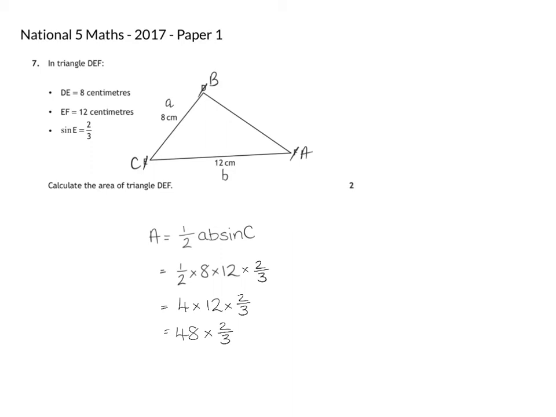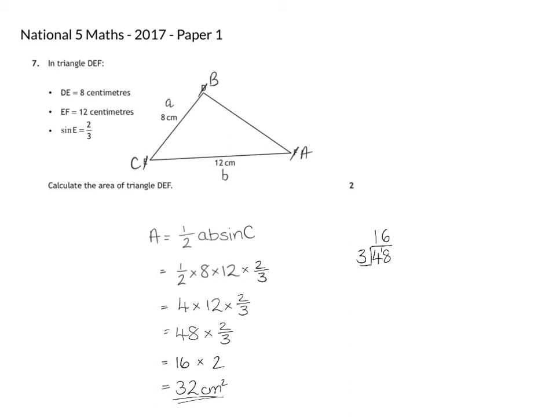You can obviously skip some of these steps. 2/3 of 48, so I'm going to have to divide 48 by 3, because when we're doing this, we divide by the bottom and times by the top. So 48, 4 into 3 goes 1 with 1 left over, 18 into 3 goes 6 times. So we get 16. That's the same as 16 times 2, and 16 times 2 is 32. And it's an area, so it's going to be centimetres squared.